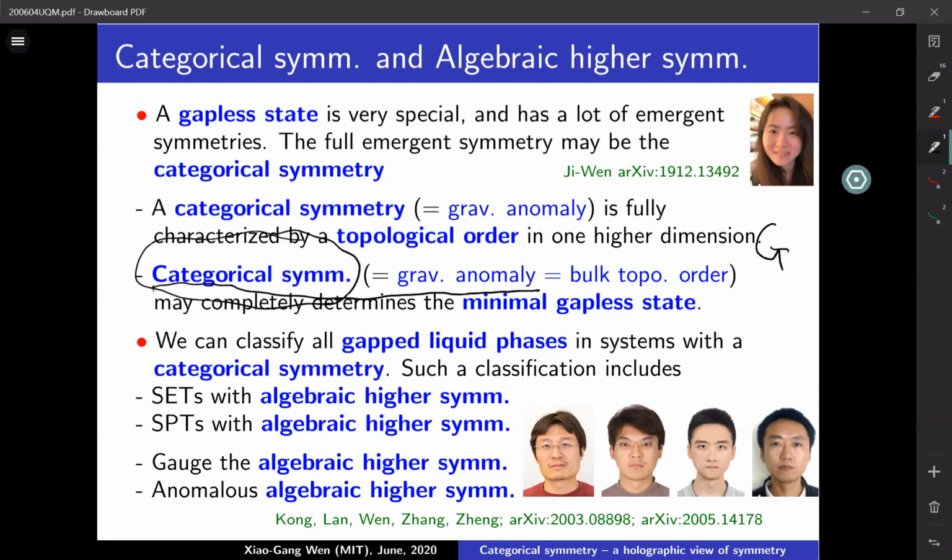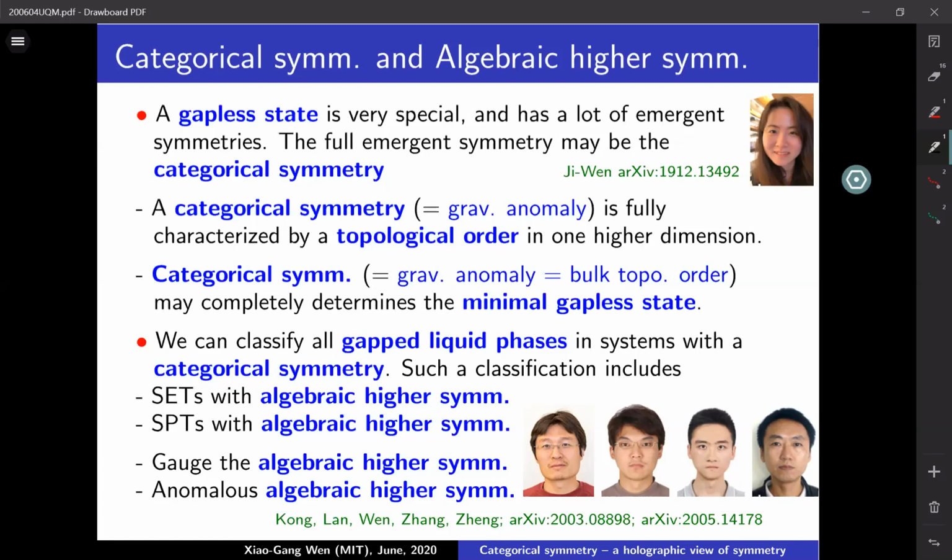Suppose I consider a simple example, right? For example, just the 1+1D Ising criticality, that can be viewed as a boundary of a 2D topological order. At the critical point, it's just a self-dual Ising criticality. But does that one also have a gravitational anomaly or not? Yes. This Ising critical point should be viewed as a boundary of this Z2 gauge theory.